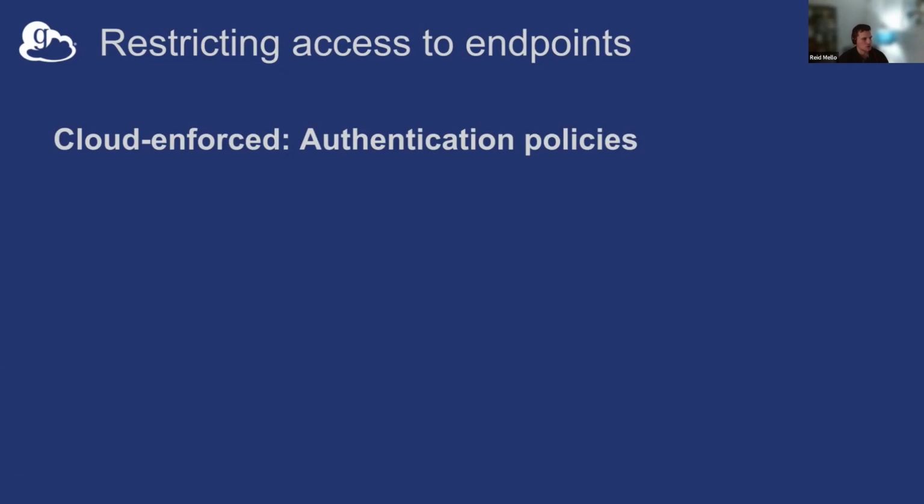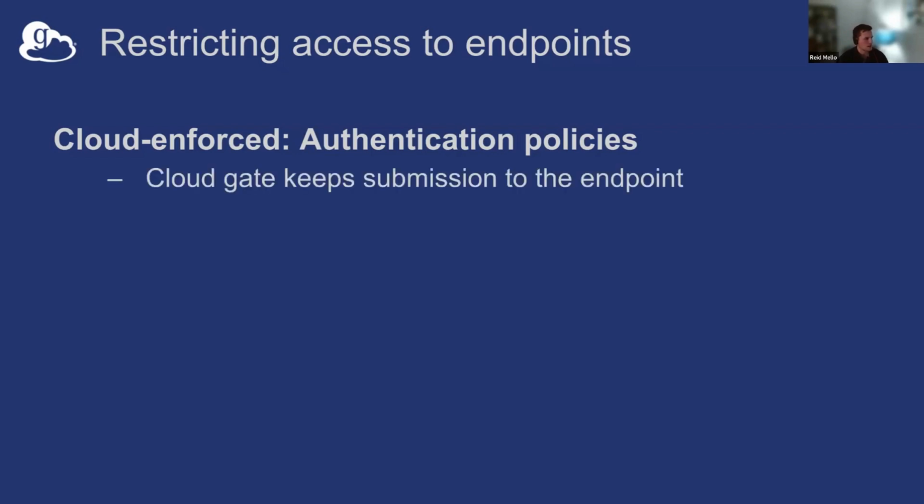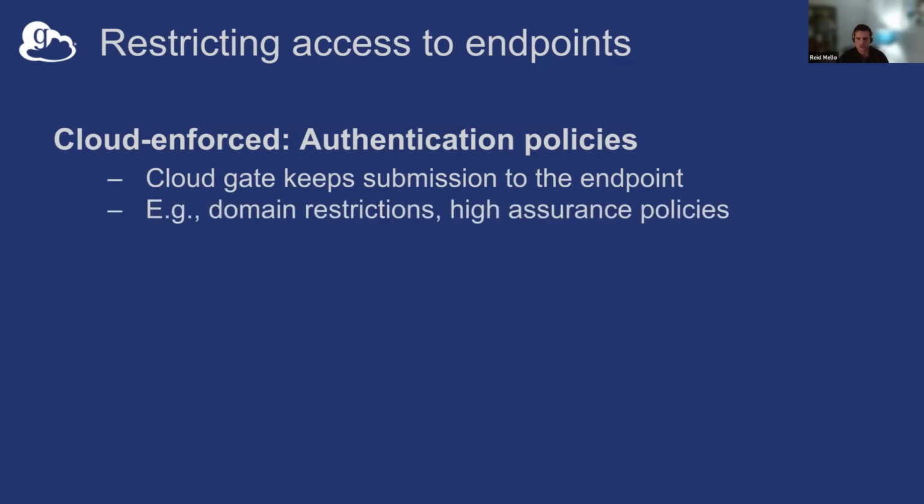If you're familiar with other parts of the Globus platform, like transfer and GCS, you're probably familiar with authentication policies. I'll cover that a little bit, but basically the important part here is you can apply this to the endpoint, and the cloud gatekeeps submission to the endpoint. You can do things like domain restrictions. Similar to the identity mapping, I can say only people with a uchicago.edu account can actually submit here. We have some high assurance policies that you can set here, which basically ensure that someone has logged in with a specific identity within a certain period of time.